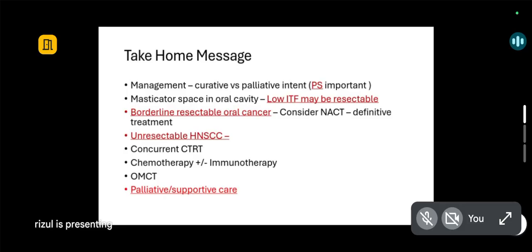If the disease is unresectable, go for concurrent CTRT or chemotherapy with or without immunotherapy, or metronomic chemotherapy, and the last regarding palliative or supportive care. Thank you.